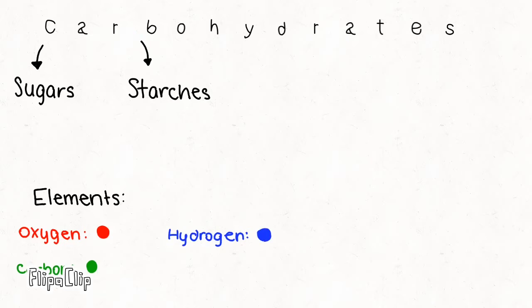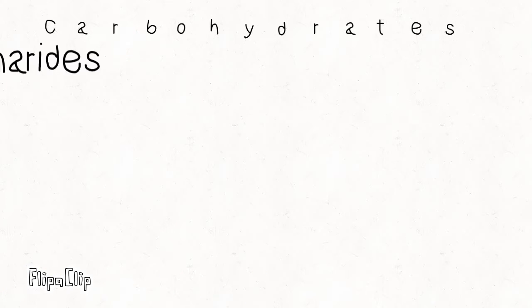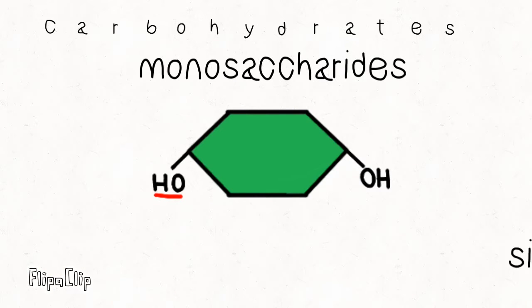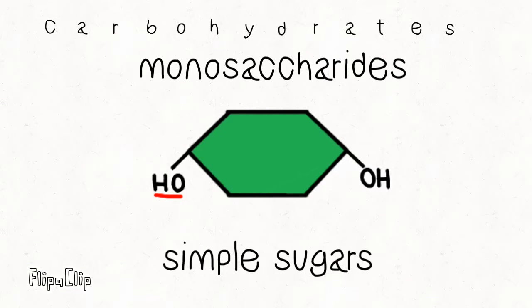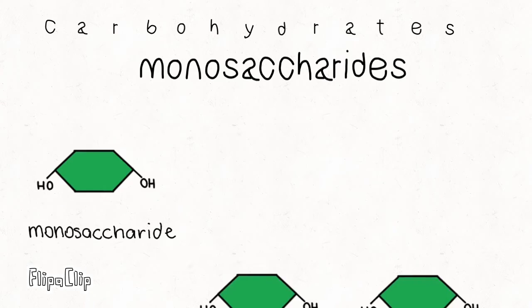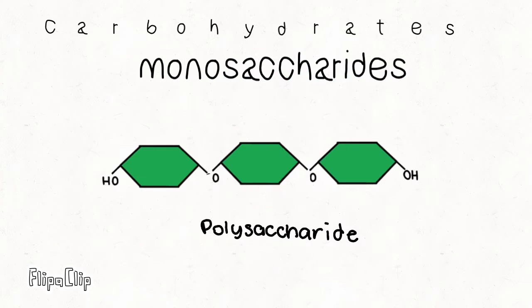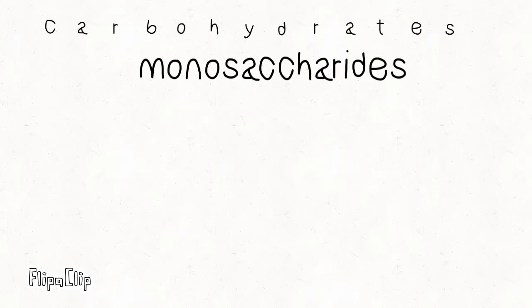Carbohydrates. Carbohydrates make up sugars and starches. They are made of carbon, hydrogen, and oxygen. The simplest carbohydrates are monosaccharides, or simple sugars, and are monomers of carbohydrates. The monosaccharides are connected through dehydration synthesis to form polysaccharides. Carbohydrates are used for short-term energy storage and structure.